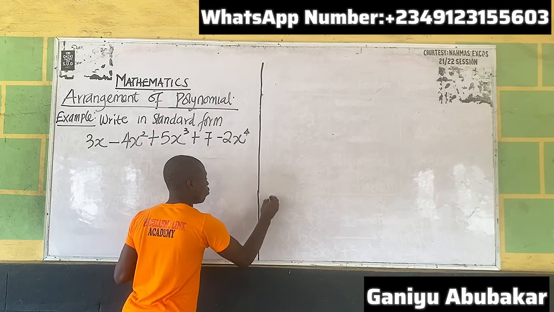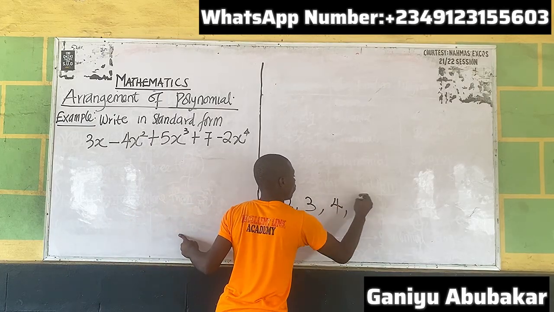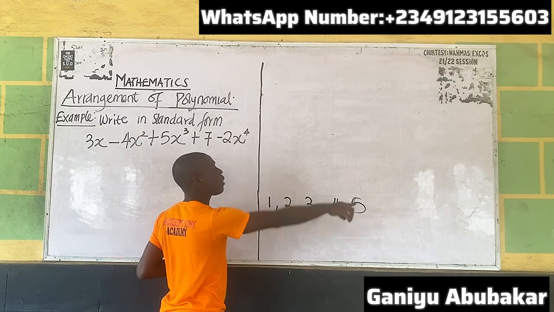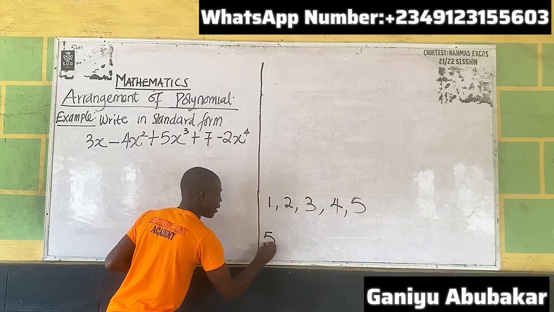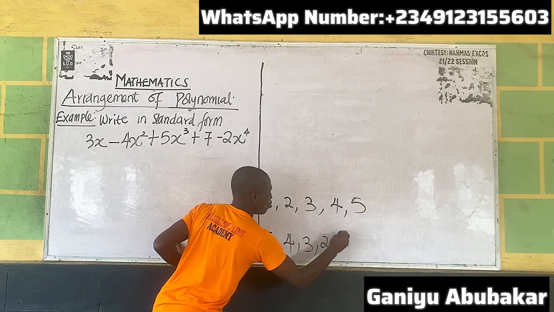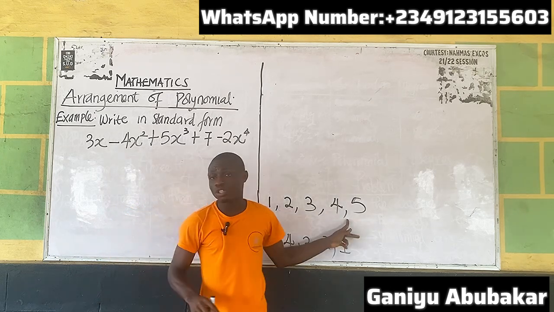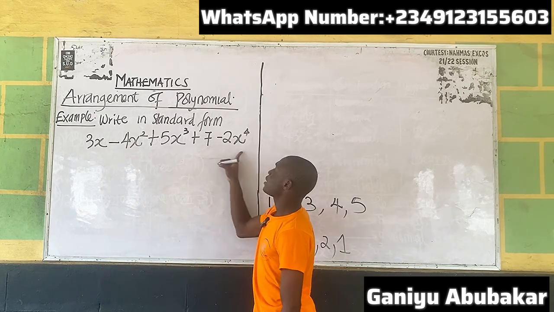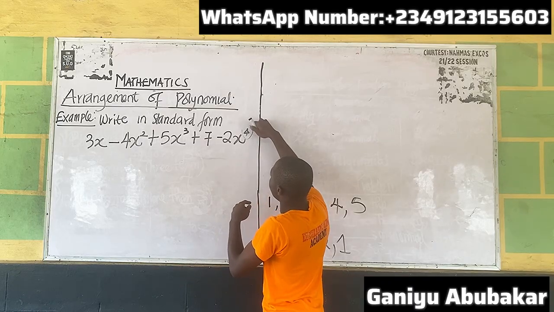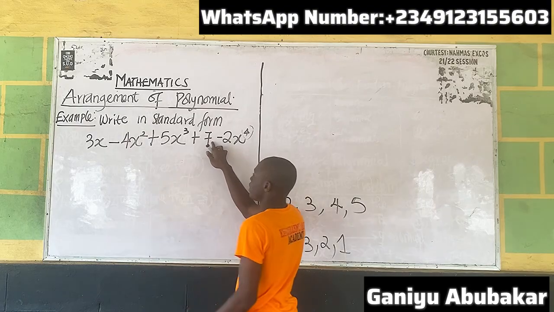If I have 1, 2, 3, 4, 5 and I arrange it in descending order, it means start with the highest one: 5, 4, 3, 2, 1. This is descending order. This is ascending order. So in this case, arrange it in descending order. Start with the highest power. The highest power here is 4. So 4 before 3, before 2, before 1, and then your constant term.